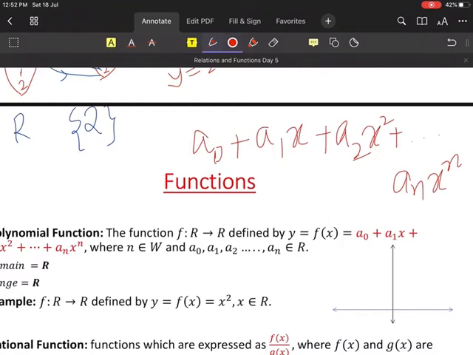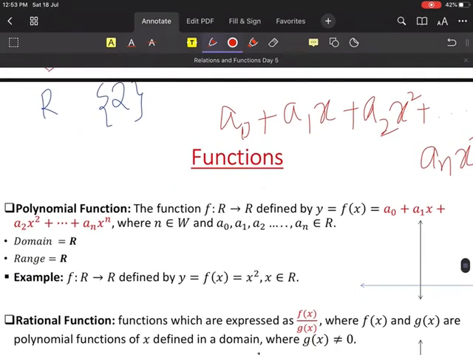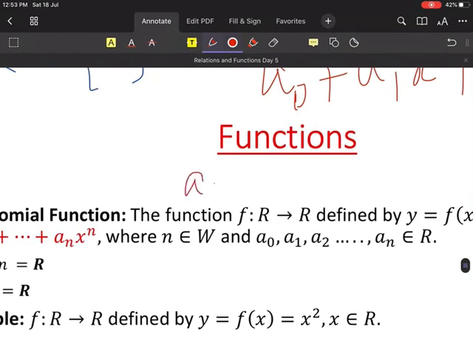Now, one thing. Can anybody tell me what is the degree of this polynomial? Let's see who remembers. Everybody forgot. The degree is actually what? Yes, n is correct. Very good. The degree is nothing but the highest power of x. Understood? The highest power of x is the degree of the polynomial.